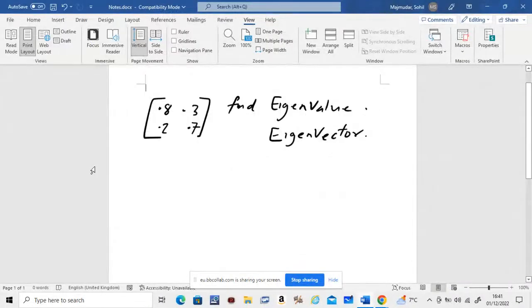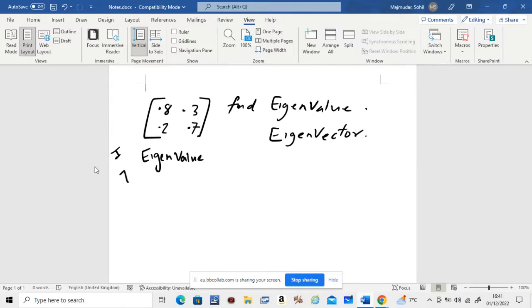Hello, in this video, we're going to learn how to find the eigenvalue and eigenvector of a matrix. So this is an example of a 2 by 2 matrix, and we'll do it in 2 steps. In step 1, we'll find the eigenvalue, and in step 2, we'll find the eigenvector.